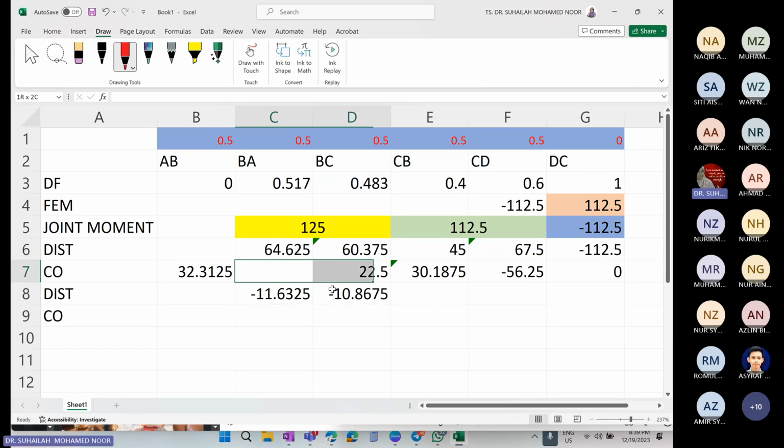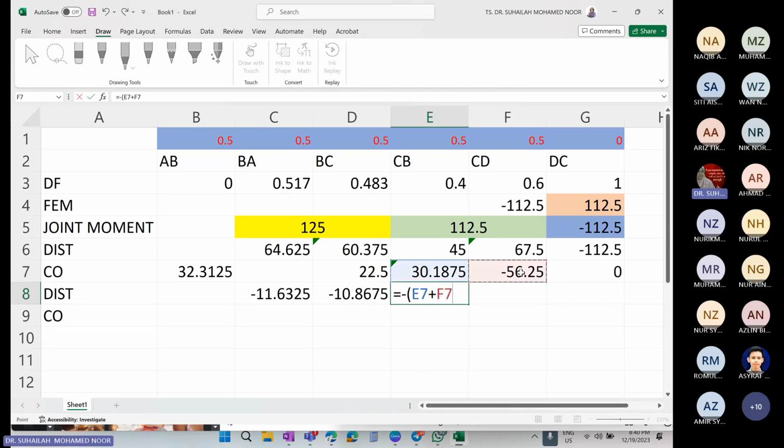Okay, and these four values, the total must be 0. Because MB is equal to 0 and it represents the pin support. Okay, these two. Okay, negative for joint moment, it is CB plus CD joint moment times with the factor 0.4.